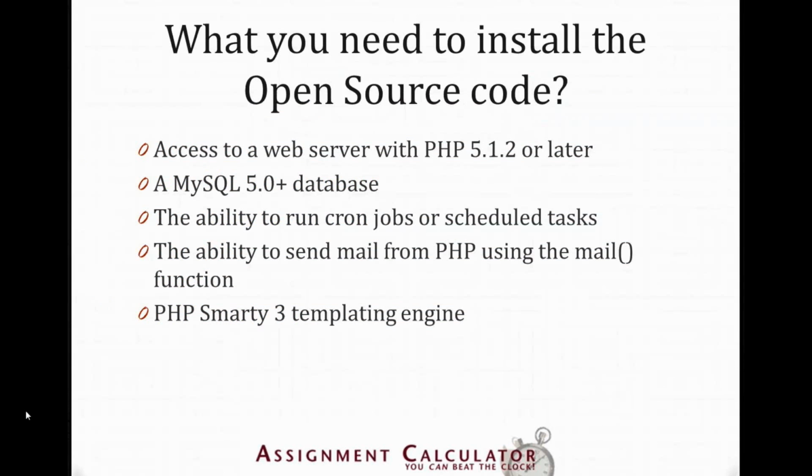So let's walk through what a quick installation looks like. First though, you need to make sure you have access to these things that are listed here. You need to have access to a web server with PHP 5.1.2 or later. You need to have access to create a database on a MySQL 5.0 database. You also need the ability to run cron jobs or scheduled tasks on your web server, and the ability to send mail from PHP using the mail function of PHP. You also need to have installed on your server the Smarty 3 templating engine.